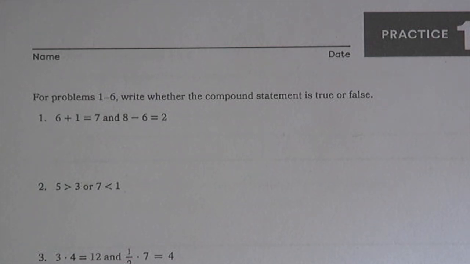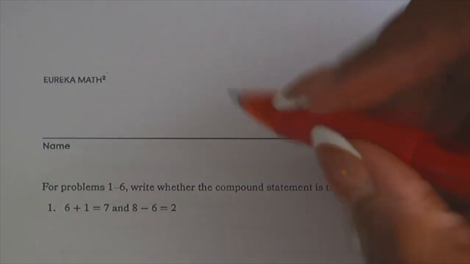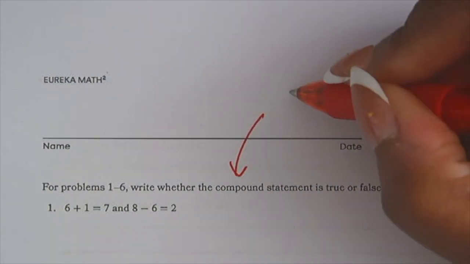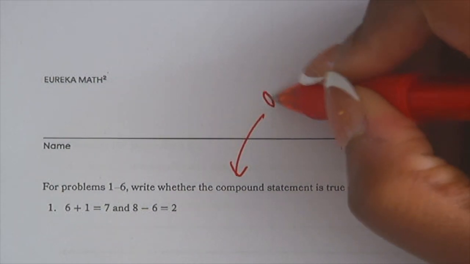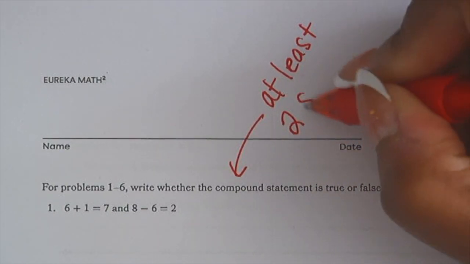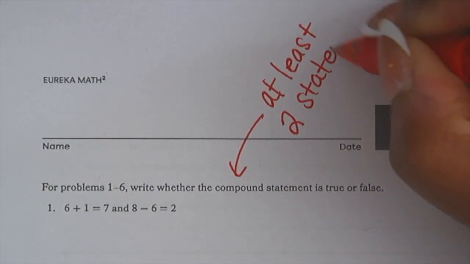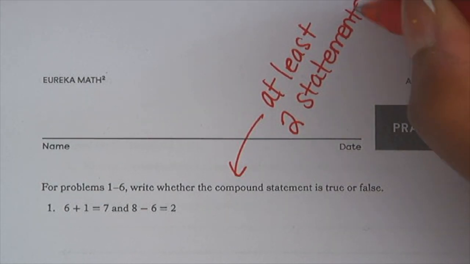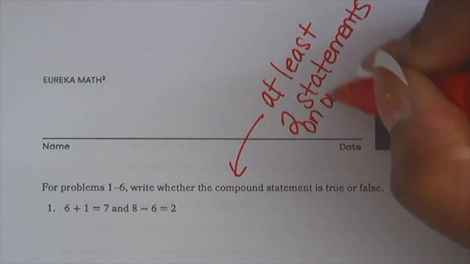Hi friends, we're going to do a quick lesson on compound statements. So what is a compound statement? A compound statement is when there are at least two arguments on the same number line. So let's identify that. Let's name that. A compound statement is at least two statements on one number line.